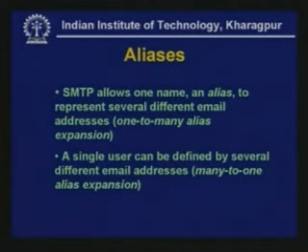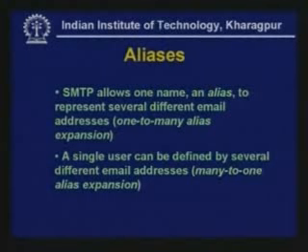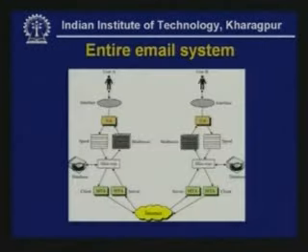Both are possible. For example, you know that it is possible to send mails to a group of people. Suppose you regularly communicate with a group, and when you send a message, you want that message to reach every member of the group, something like multicasting. What you can do is define the group, giving the email addresses of all the members, and then when you actually compose the mail, you can simply send it to the group. The machine will automatically send one copy to each member of the group. So, that is one-to-many alias expansion. Similarly, many-to-one is also possible.